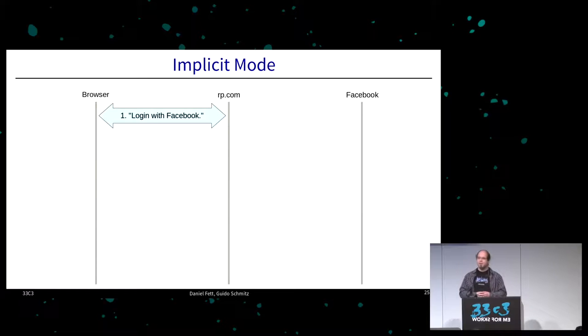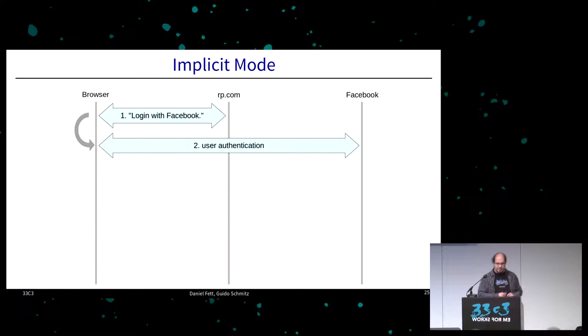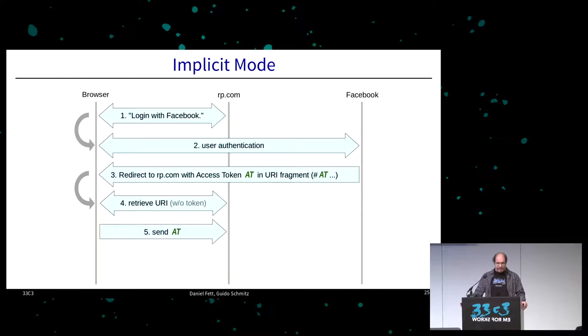So the implicit mode works like this. Here we have an example with some random relying party and Facebook as the identity provider. So first you say, I want to log in with Facebook at your relying party. Then your browser gets redirected to Facebook. Facebook prompts you for your authentication data or for some confirmation if you're already logged in at Facebook. And then Facebook issues a token that's called the access token. And Facebook redirects your browser back to the relying party and puts the access token in the URI. And then for some technical reasons, we need some additional steps to retrieve this access token from the URI because it's in the fragment part.